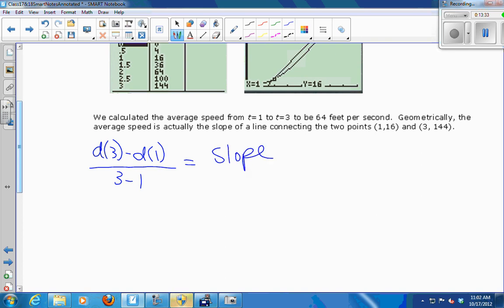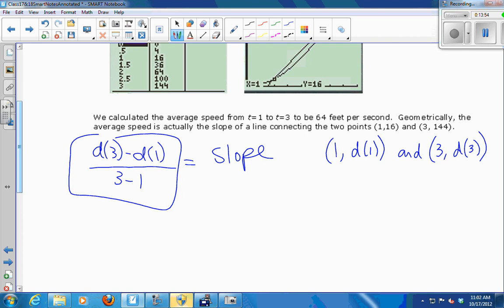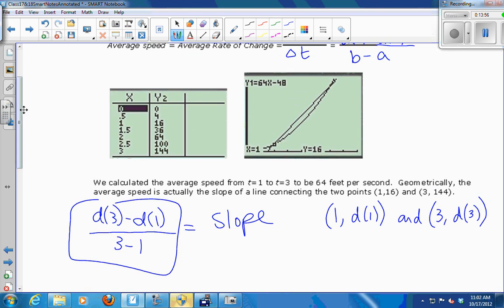That's how we normally calculate slope, between the point 1 comma d of 1 and 3 comma d of 3. It's like y2 minus y1 over x2 minus x1. So that's how we calculate the slope of a line. So this thing must be the slope of some line, and it is in fact the slope of what we call a secant line. If we plot points on the curve at 1 and at 3, and draw a straight line through them, the average rate of change is the slope of that line.